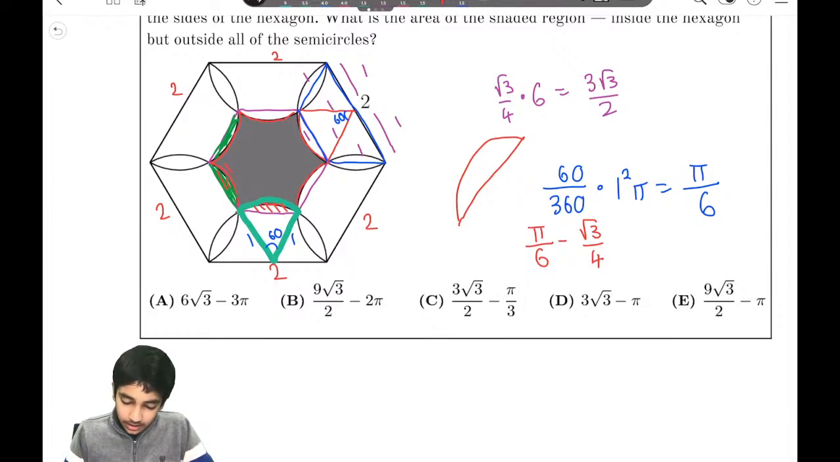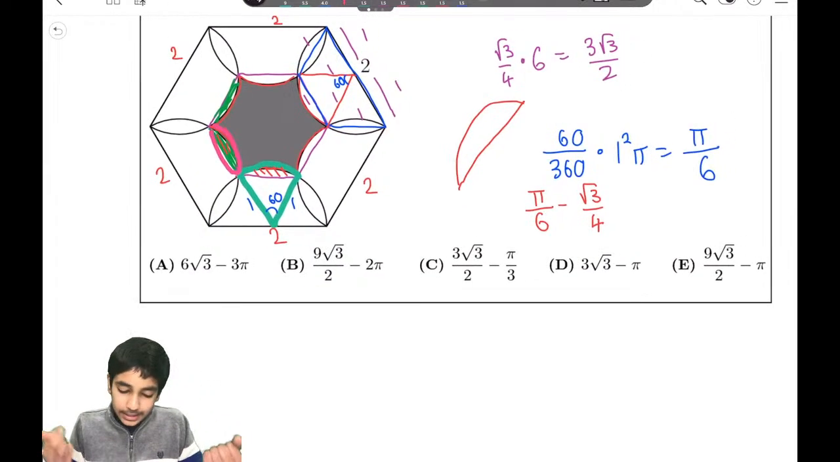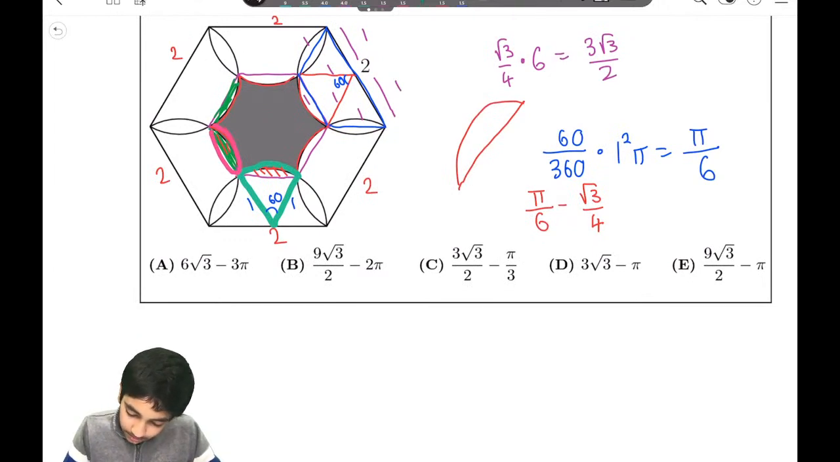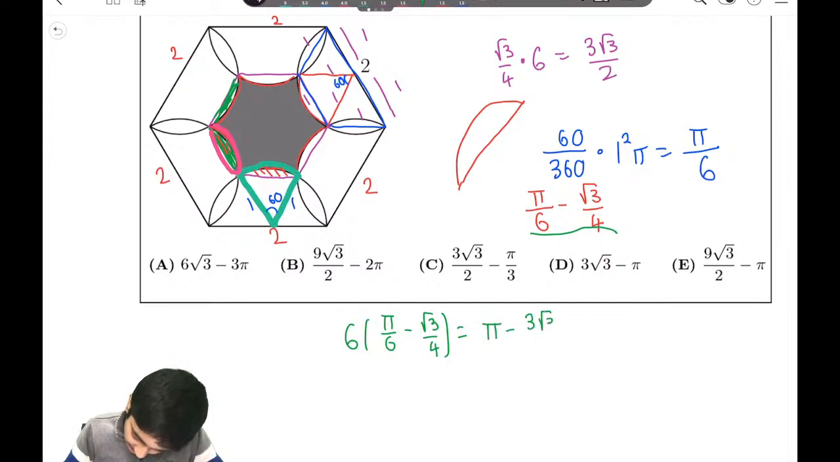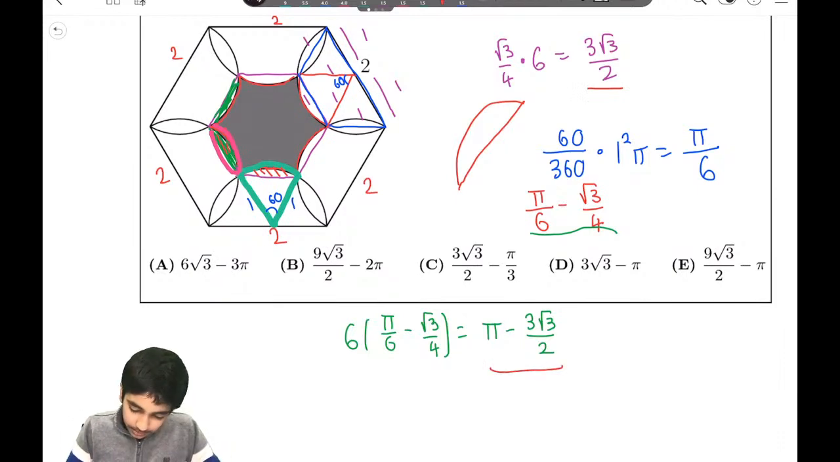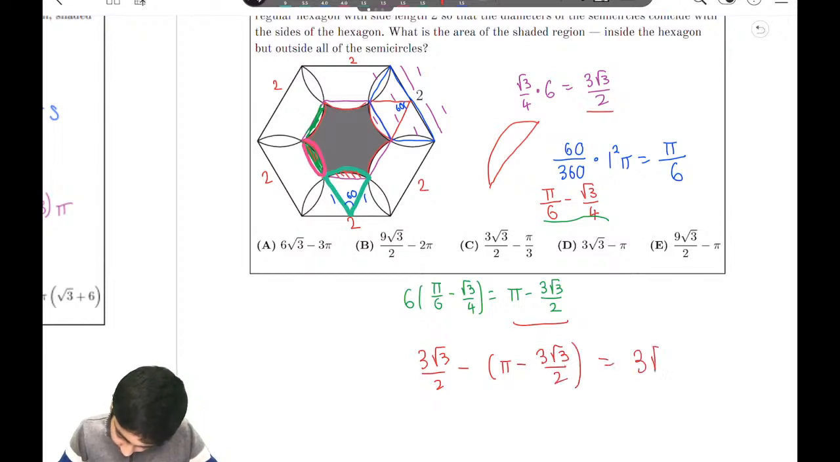Okay, so now what? Now we find the area of one of these green regions that I mentioned earlier. Now, how do we finish? From here, it's pretty easy. Since the area of one of these regions is just going to be this quantity, we just do 6 times this. And this is equal to pi minus 3 root 3 by 2. And then the answer is just going to be 3 root 3 by 2 minus this quantity, which is, let me just see, 3 root 3 by 2 minus pi minus 3 root 3 by 2, which is 3 root 3 minus pi, which is this D choice.